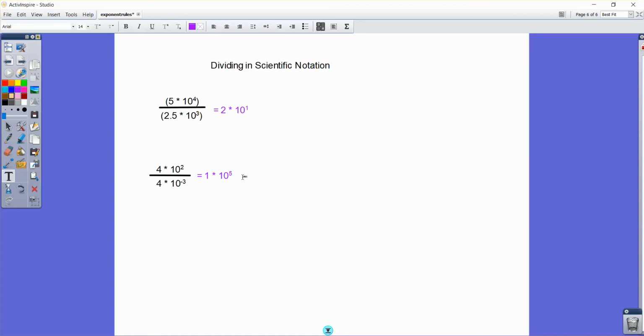Now, dividing in scientific notation is very similar to multiplying in scientific notation. We're not going to cover addition and subtraction today. We'll talk about that in a future video, but I just want to give this to you right here so you can watch this and check this out and then work on the examples in your slides, okay?